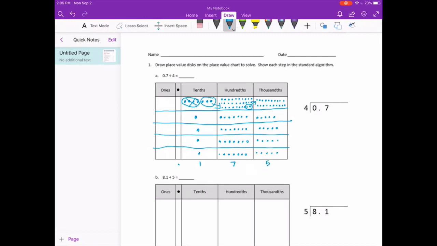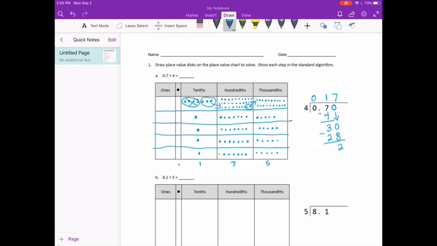So 4 can't go into 0, so we're going to have 0. 4 can go into 7 once. 1 times 4 is 4. We subtract. Now, since there's nothing to bring down, what we're going to do is add a 0. So add a placeholder as a 0 and bring the 0 down. So 4 goes into 30 7 times. 7 times 4 is 28. 30 minus 28 is 2.